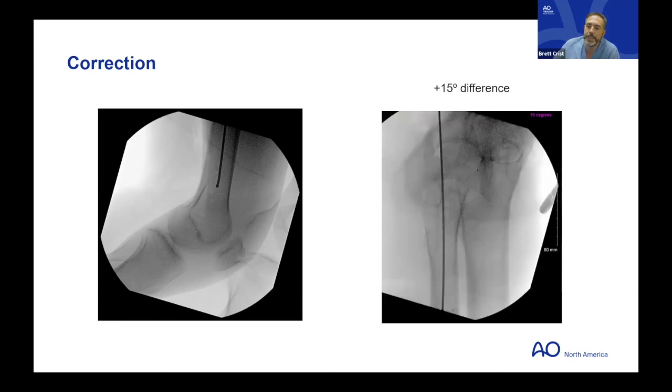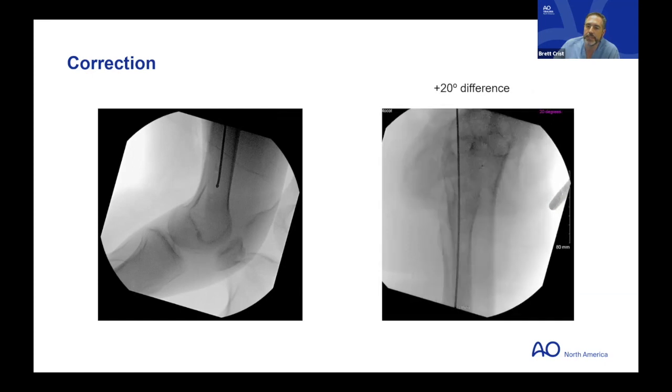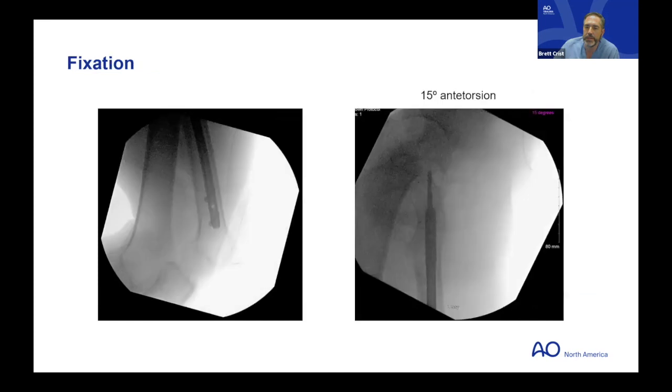So this is at 15 degrees of anti-torsion and 20 degrees of anti-torsion. So I think I got him between 15 and 20. And with his acetabular retroversion, I'm okay with him being more than 15.